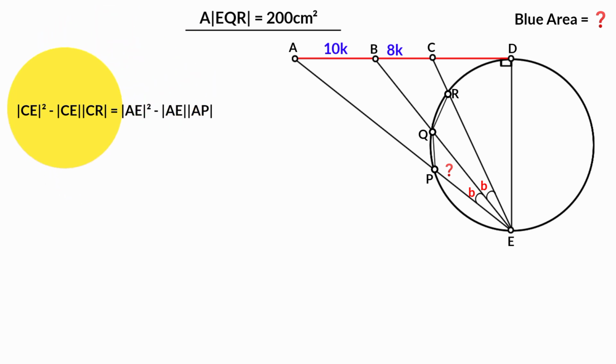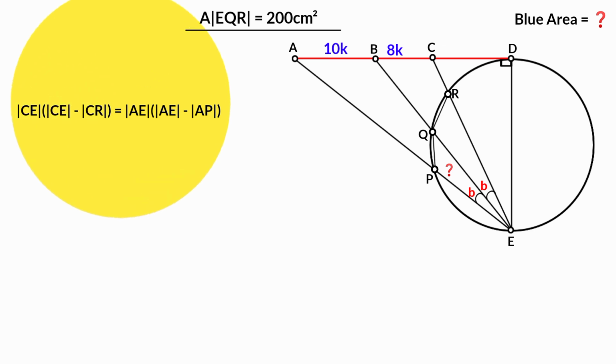From this line CE squared minus line CE line CR, we can factor out line CE. So it is line CE open bracket line CE minus line CR. And here we can factor out line AE. So it is line AE open bracket line AE minus line AP. Therefore, line CE open bracket line CE minus line CR equal to line AE open bracket line AE minus line AP.